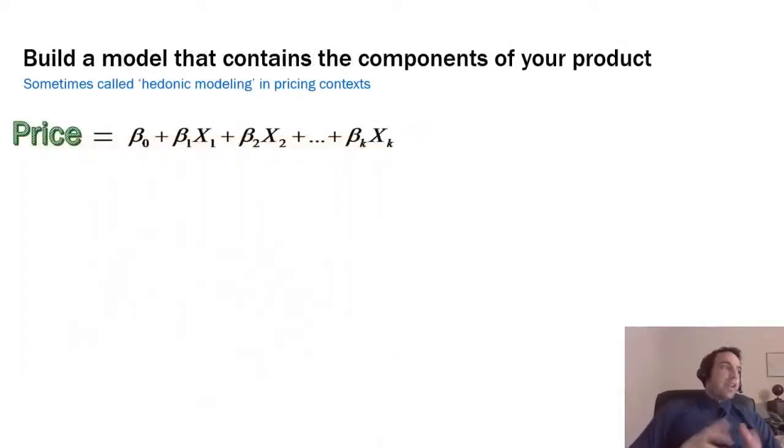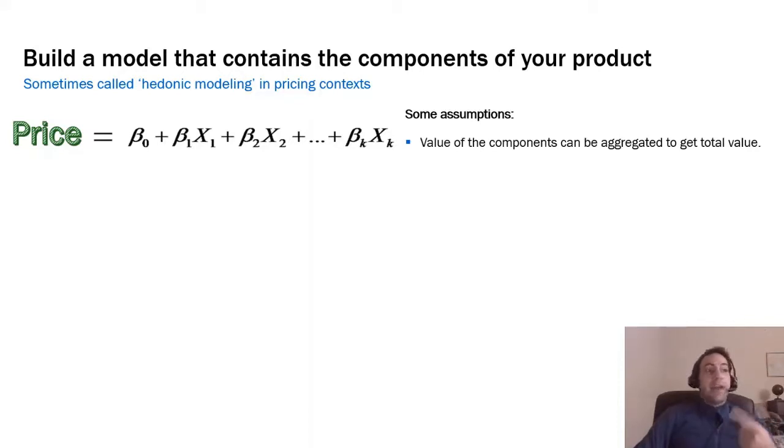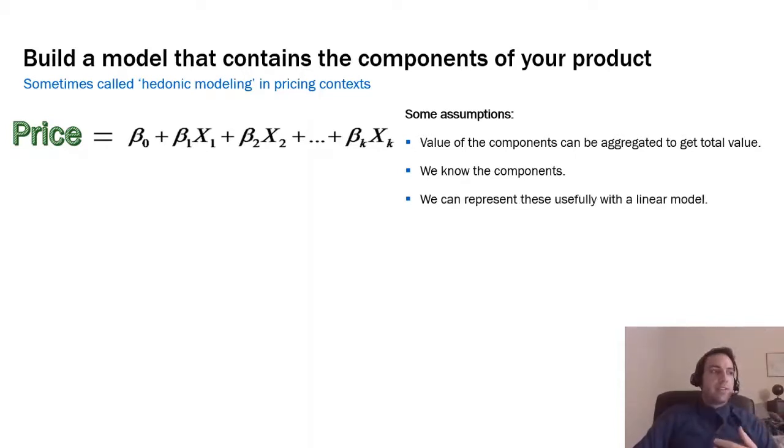So the idea with regression that I'll be talking about today is basically the concept that you can build a model that contains the components of your product. In the context of pricing, this has some big assumptions with it. One is that the value of the components can be aggregated, either by adding together or multiplying together, to get the total value of the total product that you're selling. Another is that you actually know those components that add value to the product, and then you can represent these with a model. In our case, I'll be talking about a linear model.